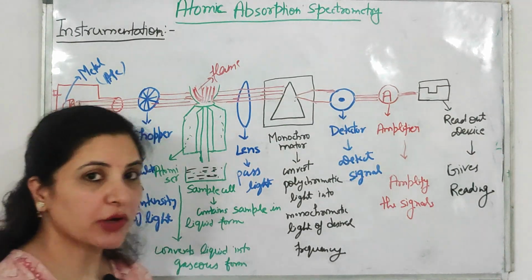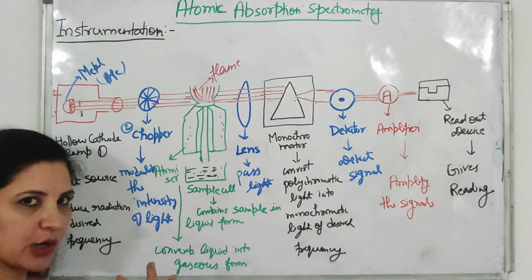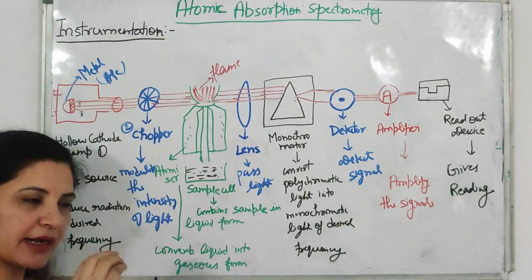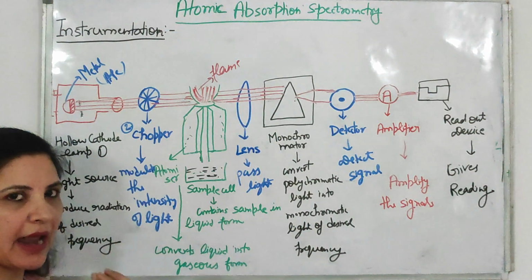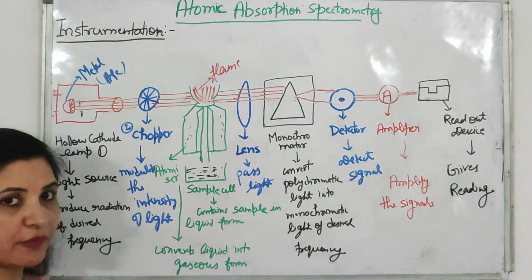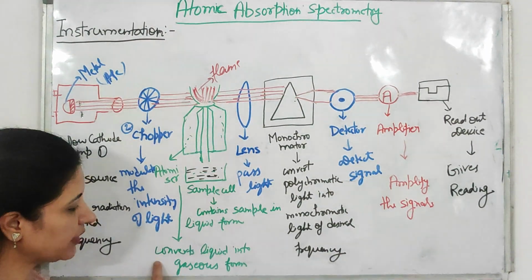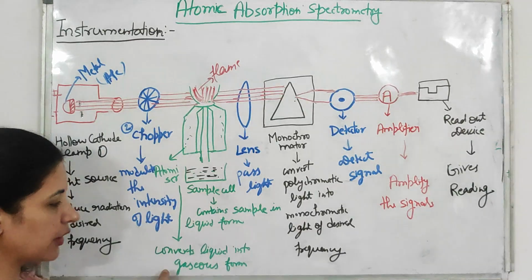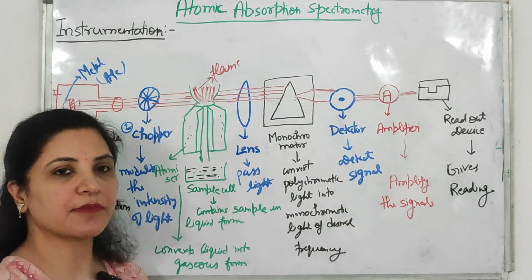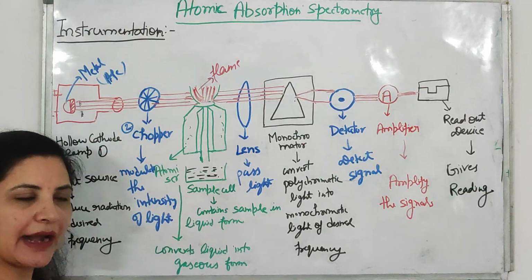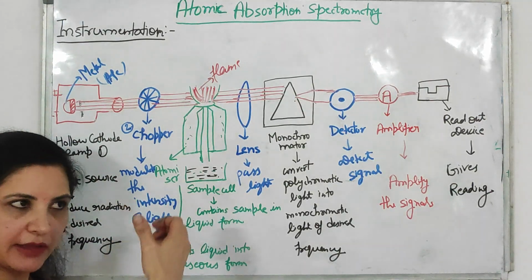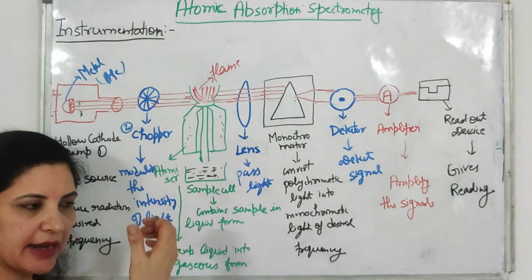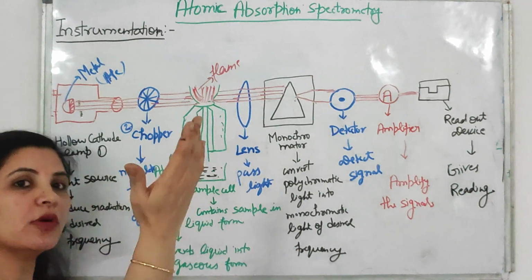As we studied yesterday in the principle, we are heating the liquid in the flame, and that liquid contains solute as well as solvent. When you heat that solution, the solvent will evaporate and what remains is tiny particles of solute. The function of the atomizer is to convert these tiny particles into gaseous form, and then that gas comes into atom form. That atom is in the unexcited or ground state, and it will absorb the radiation. Atoms in the ground state, after absorbing the radiation, go into the excited state.